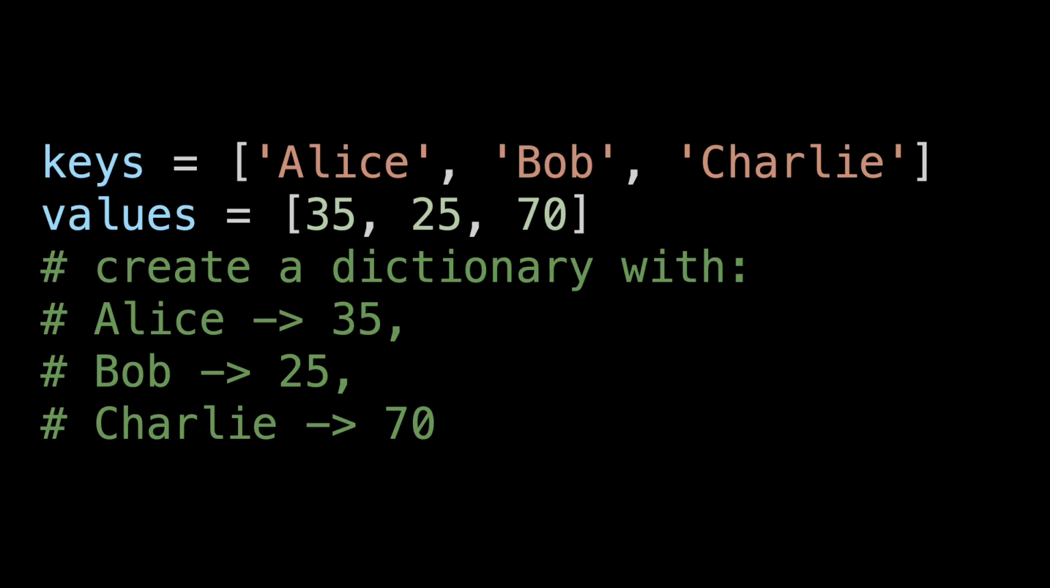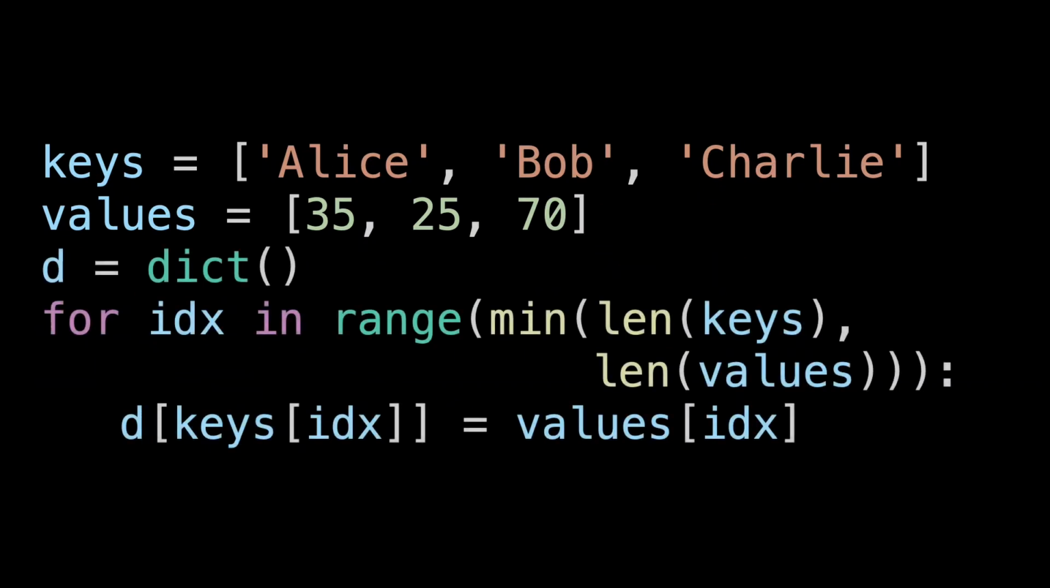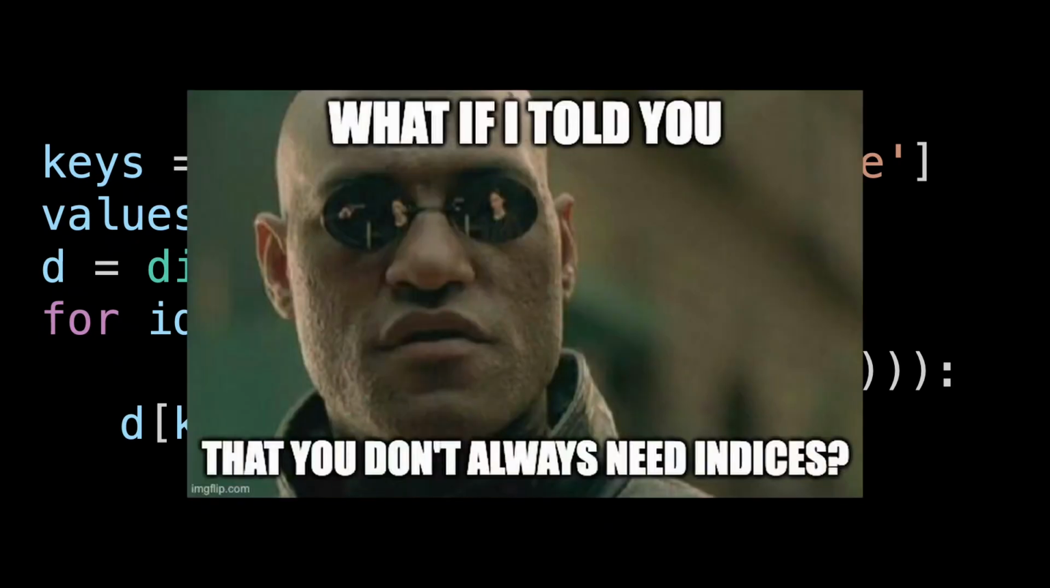Pause the video to try to come up with a solution yourself. Here's one solution that you may have tried. I first create an empty dictionary and then loop through all indices that are in both lists. I need indices here because I'm indexing both lists at the same time. Or do I need indices?